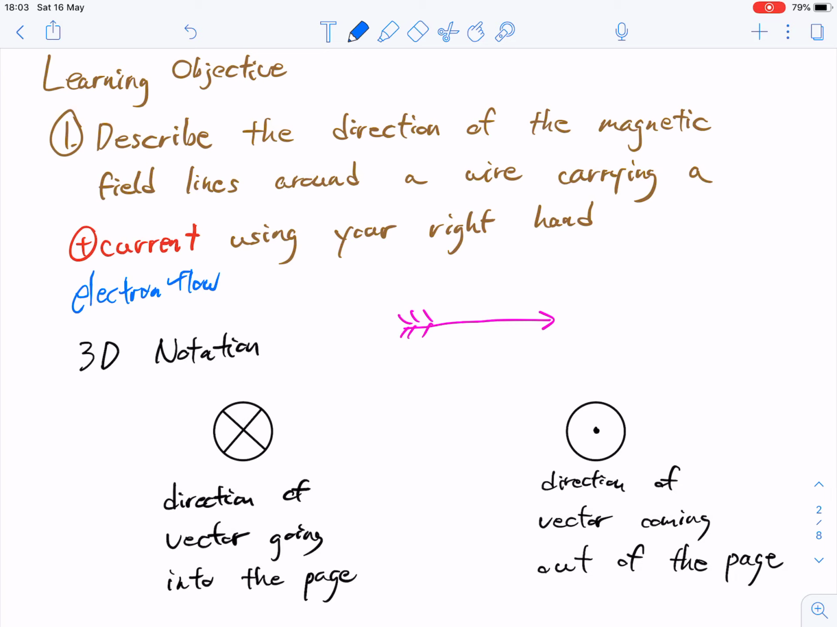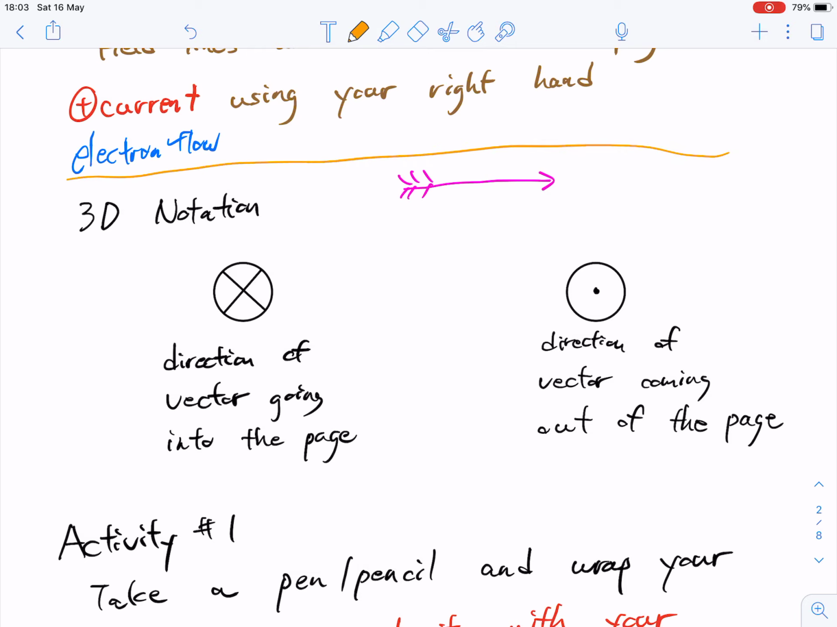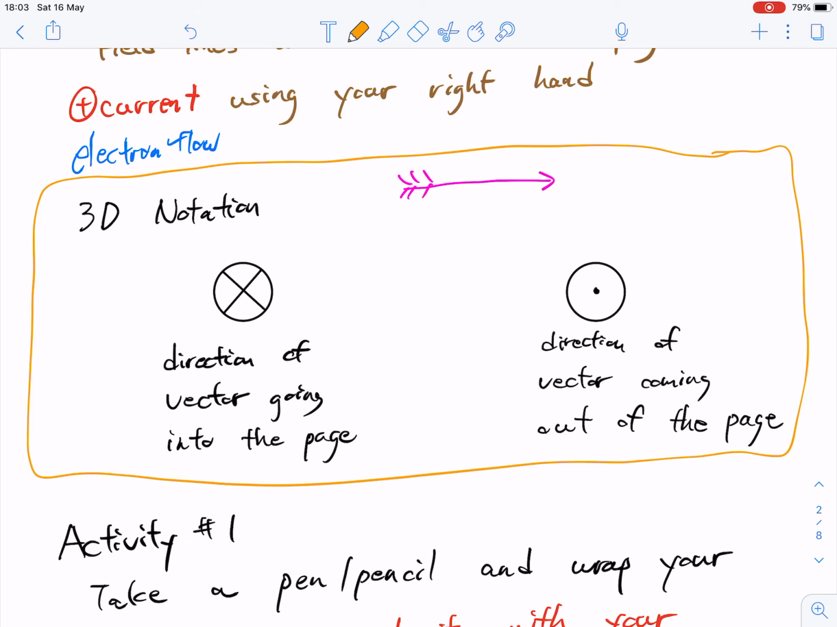So what we've got here first off is I want to outline an extra little bit of notation that we're going to be using. So normally we have our 4 directions. We have up, down, left, and right. And so what we're also adding into this is a 3-dimensional notation of an object going into the paper or coming out of the page or the paper.